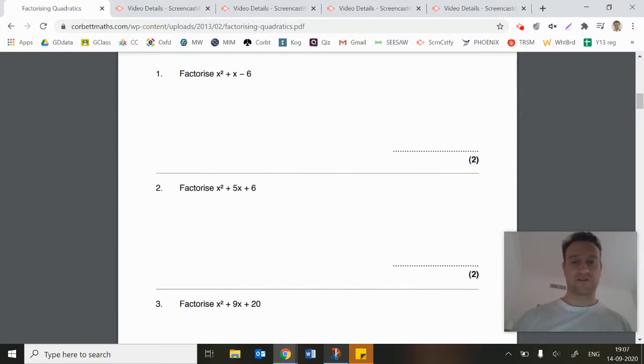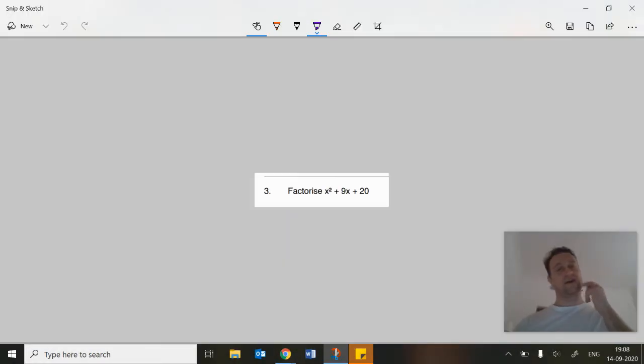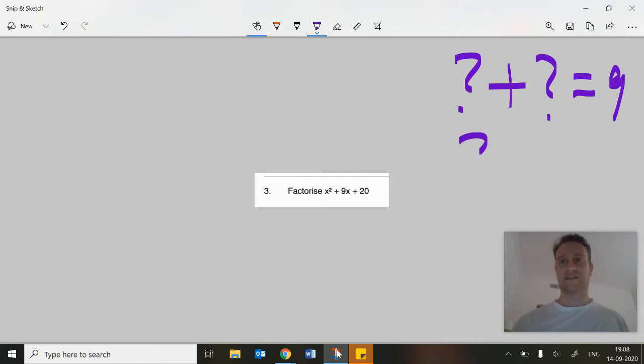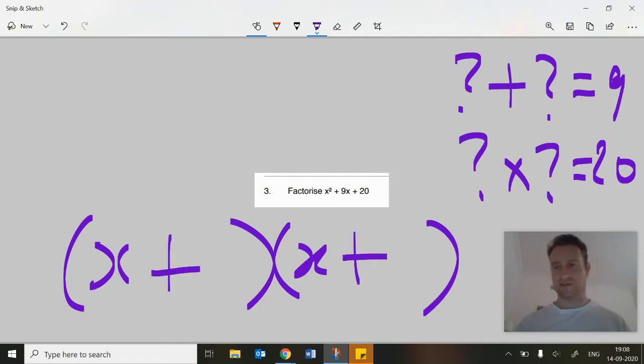So let's look at question 3 there. Because it's still got all the pluses, that makes it a bit easier. The negatives are going to be a bit more difficult. Okay, so again, we're going to set up our problem here, and our problem is this. We have something plus something is 9, something times something is 20. So we need to find that something and that something there. Now, let me just fill in the rest and put an x there and an x there, and put a plus there and a plus there, because I know it's going to be pluses for this one.